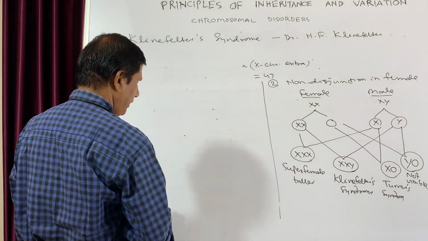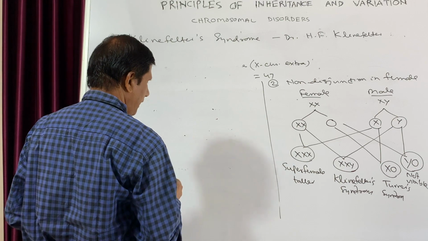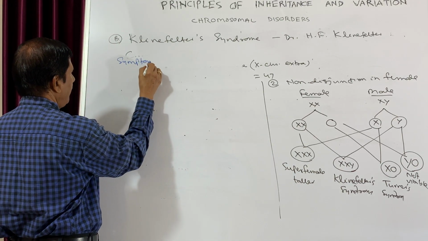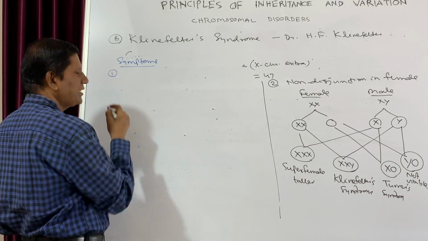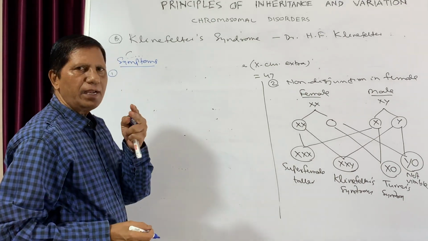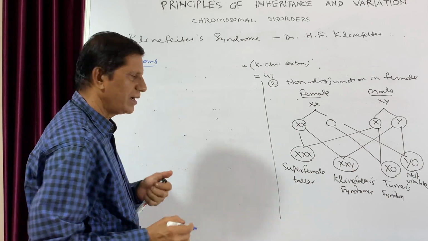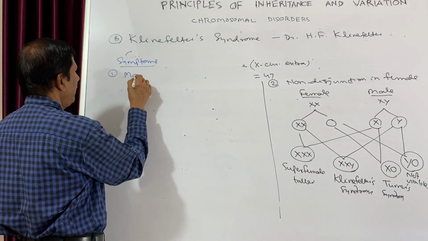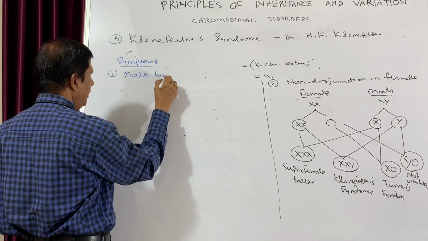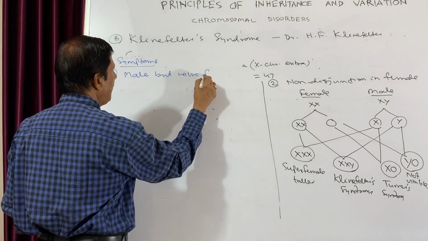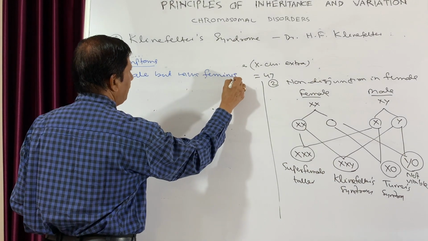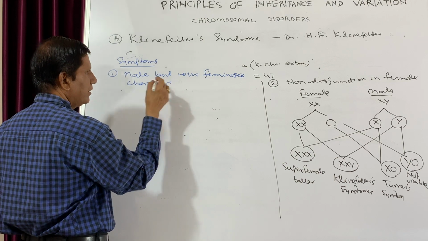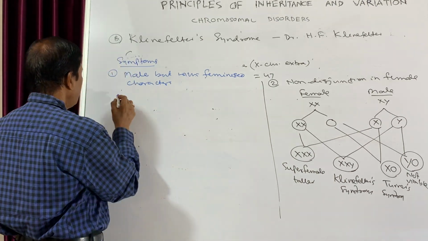Now, among the different symptoms, the first symptom is here 2X and 1Y is there. That means since X and Y is there, the person is male but with feminized characters, because 2X chromosomes are there. So this is important.